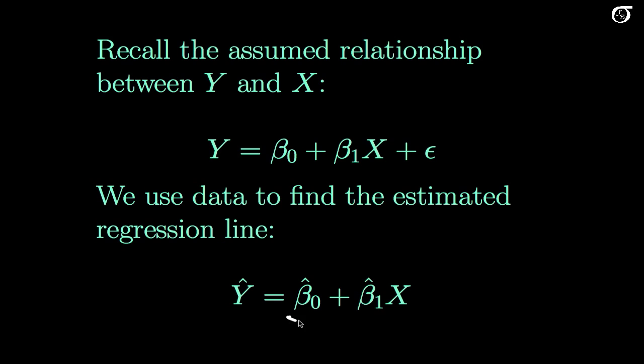And our beta naught hat is our estimator of beta naught, and our beta 1 hat is our estimator of beta 1. Now the question is, how are we going to come up with good estimators there? What are we going to use for beta naught hat and beta 1 hat? How are we going to get them? What rule are we going to use to get them? And what are their formulas in the end?